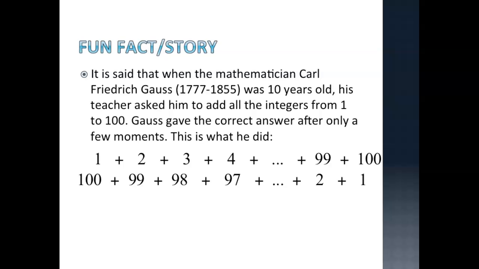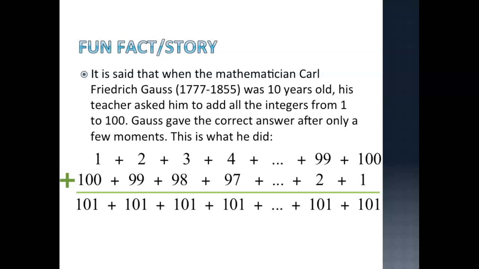Now if you were to add each of these pairings, they all equal to what? 101. Okay, so each pair adds to 101. Well, how many 101s are there? How many terms are there going across? It should be 100, right? There are 100 pairs of numbers as you go across. So, what is that sum? 101 plus 101 plus 101, and so on. You do that 100 times. Well, you just multiply that by 100.